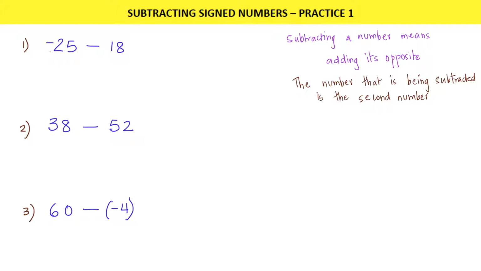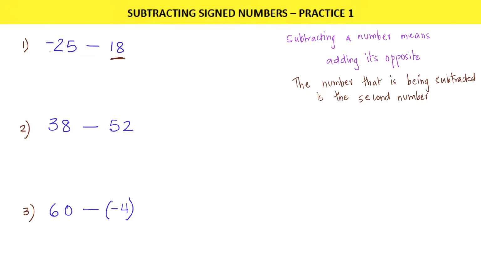Hopefully you have tried the problems now. So let's get on with the first problem. The first problem is negative 25 minus 18. The number that is being subtracted is 18. And remember, subtracting a number means adding its opposite. So here is what we are going to do.